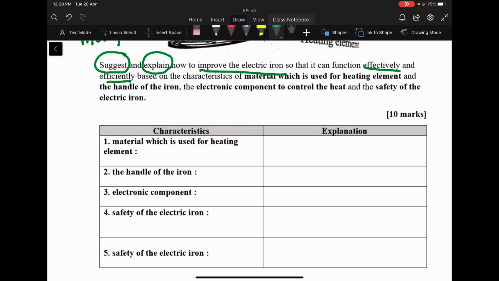Okay, and if you look at the question, it continues: the material, the handle, the electric component to control the heat, the safety of the electric iron. Okay, sit down for a while, you'll have to stand again soon. The ones I highlighted are the clues that must be included in your answer. That is if you are lucky to get this one. Sometimes the question gives no clue. It just says suggest and explain how to improve the electric iron. So find any ideas, 10 marks.